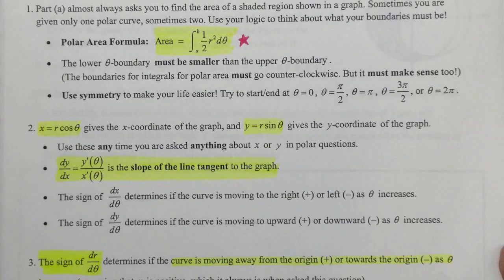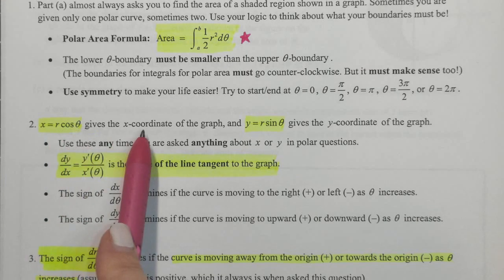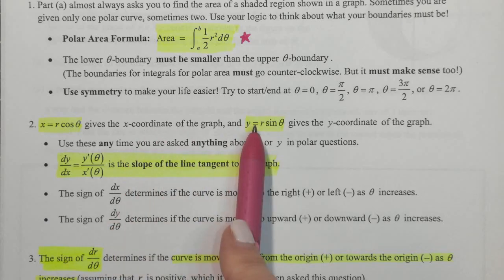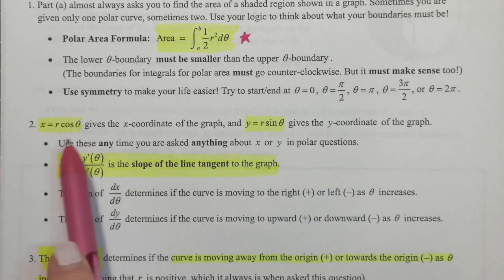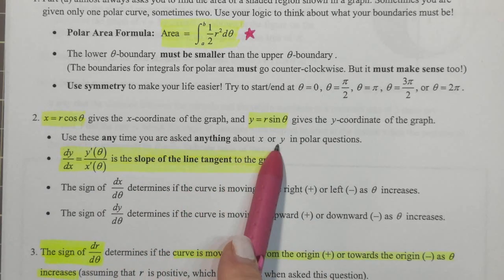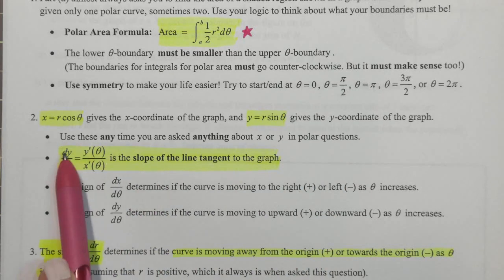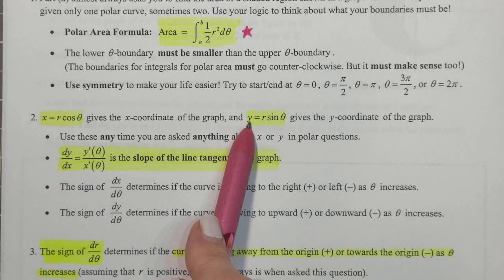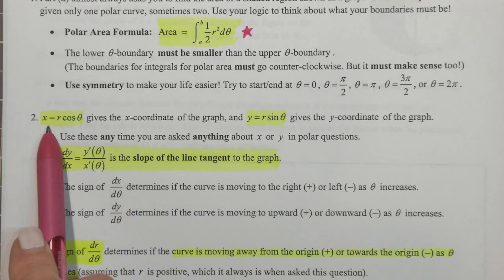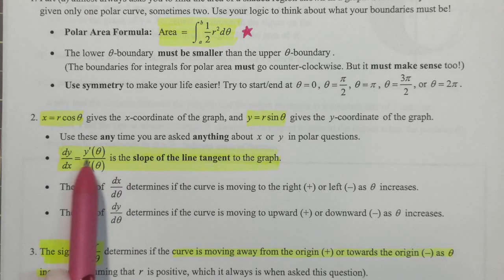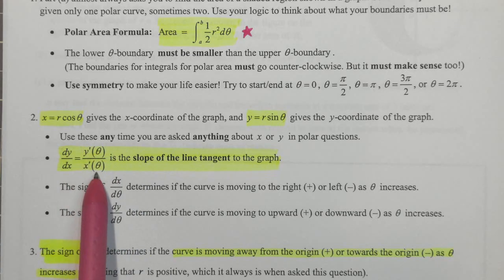Okay, and the other key formulas. x equals r cosine theta gives you the x coordinate of the graph. y equals r sine theta gives you the y coordinate. Use these two anytime you're asked anything about x and y in a polar question. For the slope, it's dy/dx, so that is y prime over x prime, dy/d theta over dx/d theta. So take your time on those, especially if you don't have a calculator. Make sure you get those right.